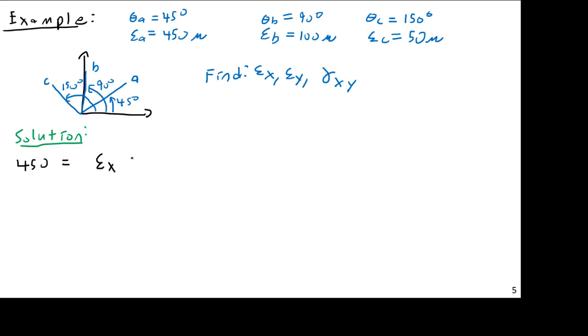450 micro equals epsilon x times the cosine squared of 45 degrees plus epsilon y times the sine squared of 45 degrees plus gamma xy times the sine of 45 degrees times the cosine of 45 degrees.